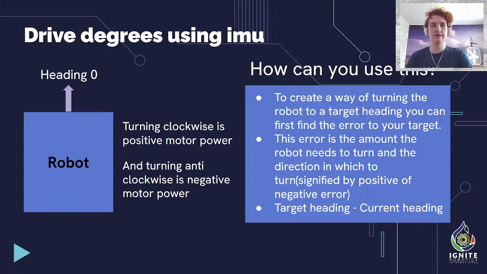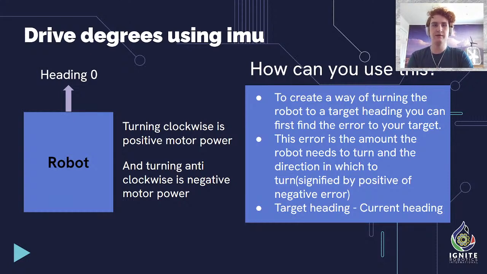So what we can do here is, if we want to have it turn degrees, we can begin by taking in a target, which is the number of degrees we want to rotate to. Then we can simply reset our IMU, so IMU.resetYaw. In this particular case, yaw is the heading of the robot, and so we're setting it to 0.